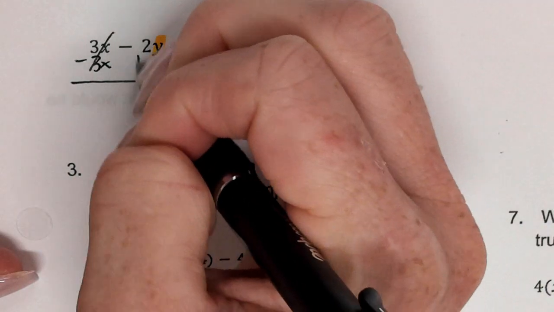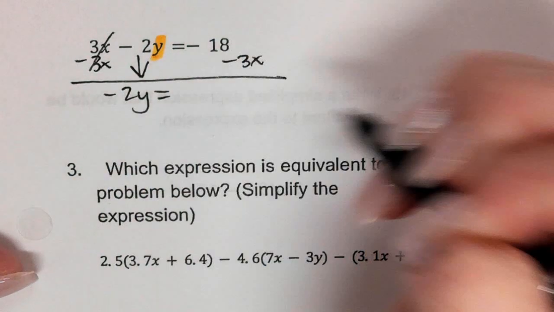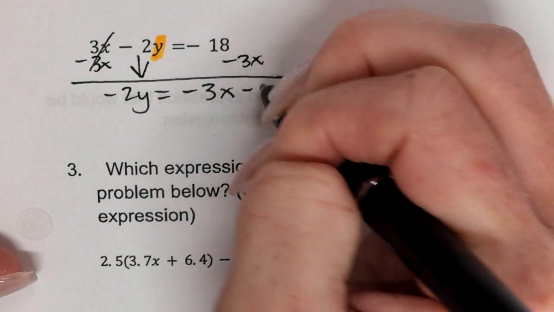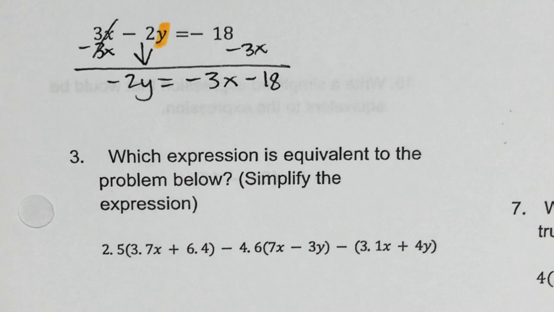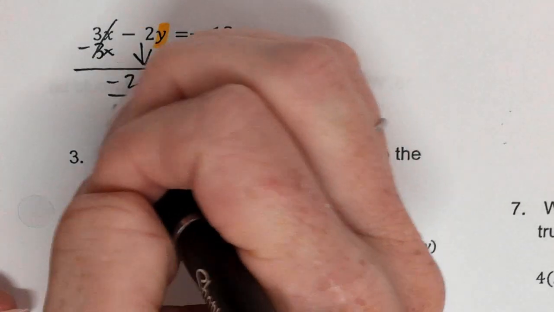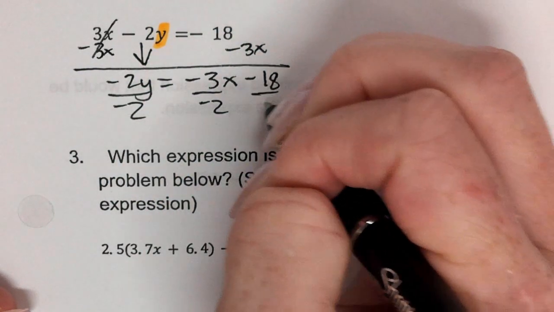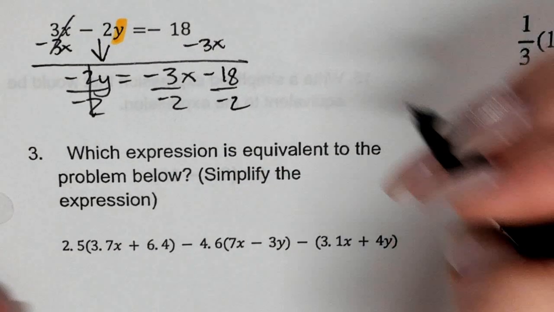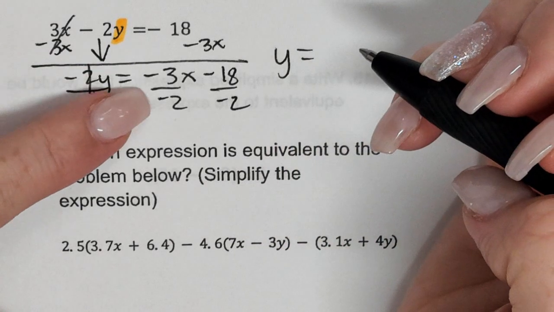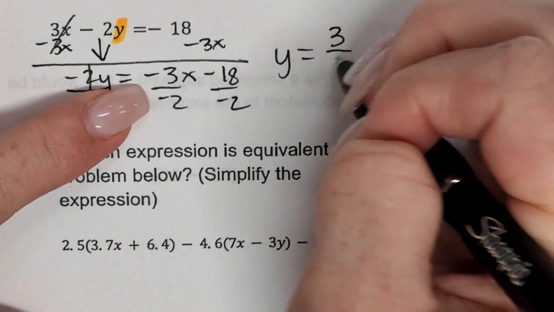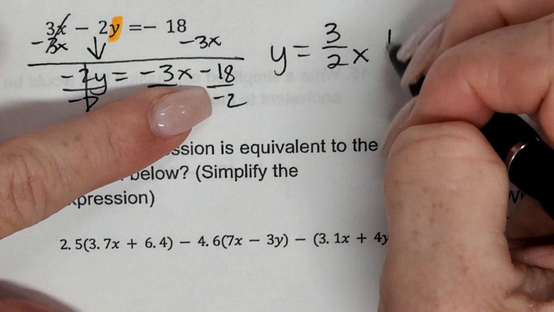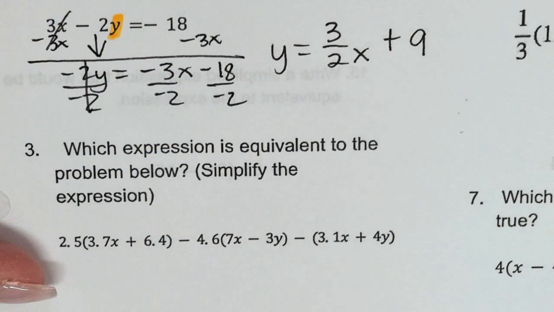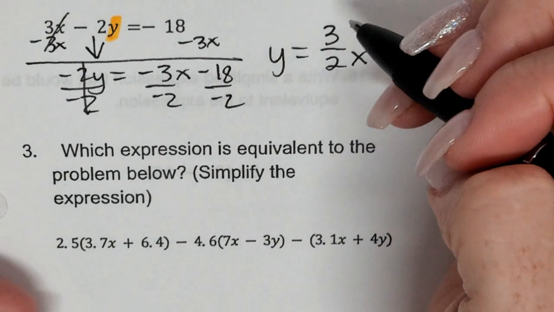So I have negative 2y equals negative 3x minus 18. To get rid of the negative 2, I should have everybody paying attention. I'm going to divide everything by negative 2. So I'm left with y equals a negative divided by a negative is positive 3/2 x, and then a negative divided by another negative is a positive, so plus 9, because 18 divided by 2 is 9.